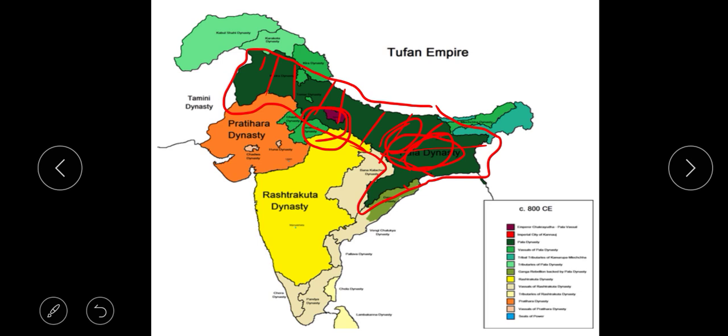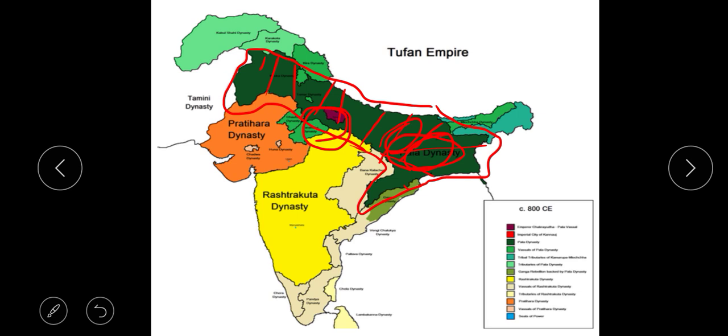Mostly this place is located between the river Ganga and Yamuna, and this is a fertile land. So to have control over this, these three rulers used to fight for Kannauj.